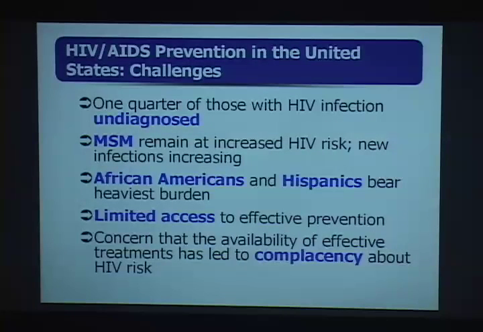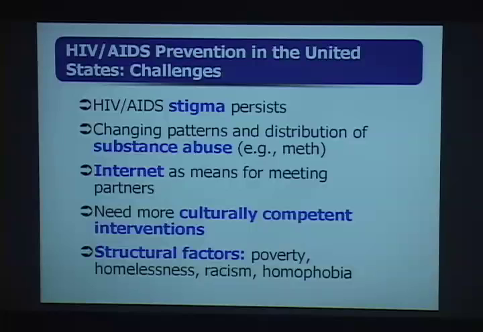The fact that we have a substantial proportion of Americans who are undiagnosed, continuing populations of men who have sex with men who are at risk, continuing disparities which are affecting African Americans and Hispanics, limited access to effective and culturally competent prevention interventions, which are also affecting our ability to really ensure that as the epidemic is evolving in the population, we are really providing prevention interventions which are meeting the needs of these populations, and concerns about complacency as well. We haven't had a chance to speak about stigma.